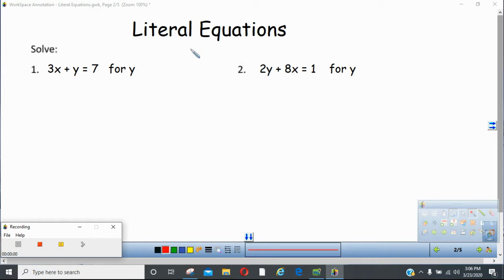So this is more about trying to get the letter by itself than it is about so much what the answer looks like. And so as long as we're following all the rules, don't worry about what the answer looks like. Just make sure that you follow the rules, okay? And so we're going to draw our line right here. This right here is telling me that we want to get y by itself. And so I'm going to circle the y.